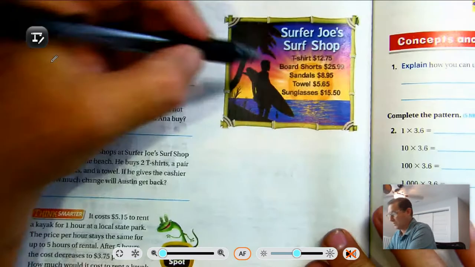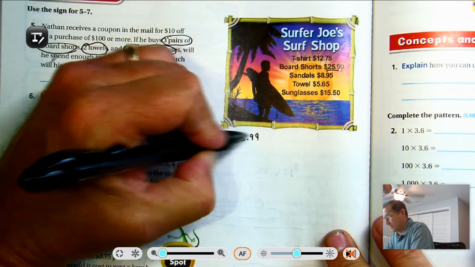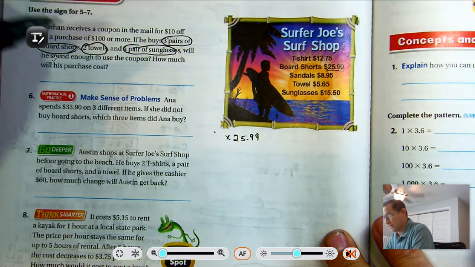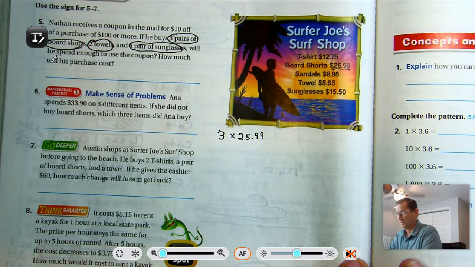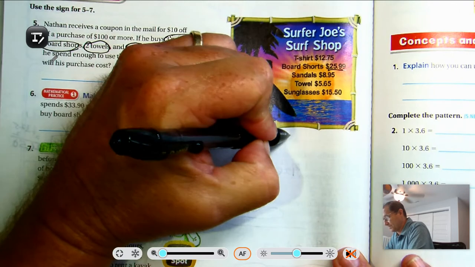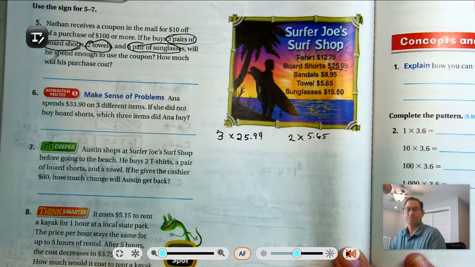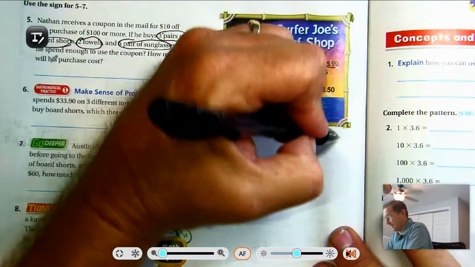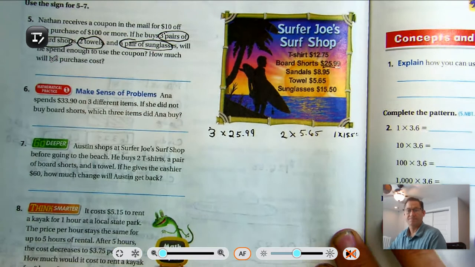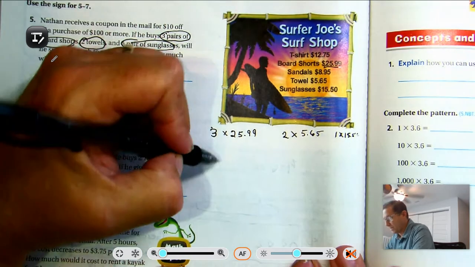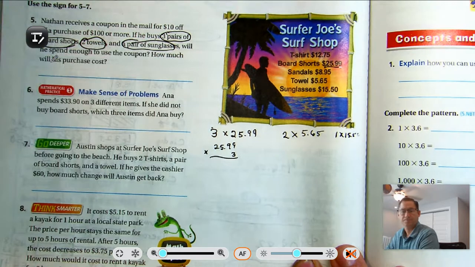So the board shorts are $25.99. And we know he's buying 3 pairs of those. He's buying 2 towels, which would be 2 times $5.65. And he's buying a pair of sunglasses, which would be 1 times $15.50. All right, so $25.99 times 3.